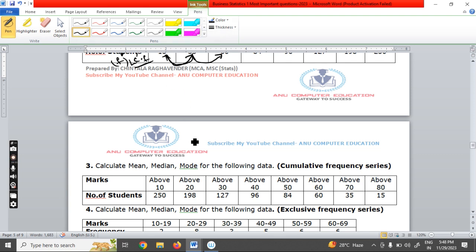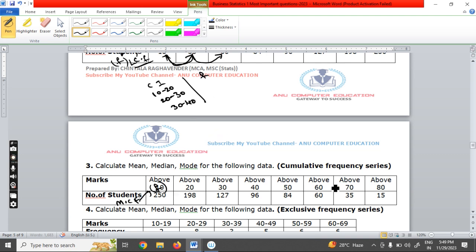So in this also, first what we have to do is convert the class interval. Above 10 means what? 10 to 20, 20 to 30, and 30 to 40. Like this we have to convert the class intervals. After that, frequencies. What are the frequencies which are given? This is not frequency, this is more than cumulative frequency. So we have to convert the more than cumulative frequency into frequency. So how to convert the more than cumulative frequency here?